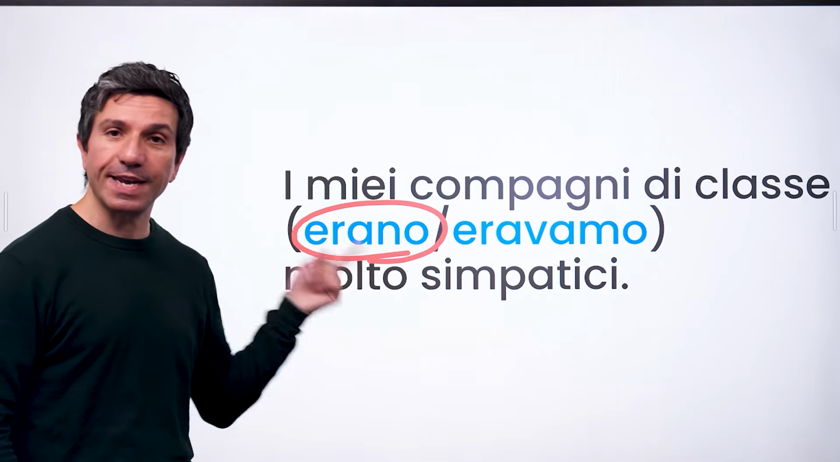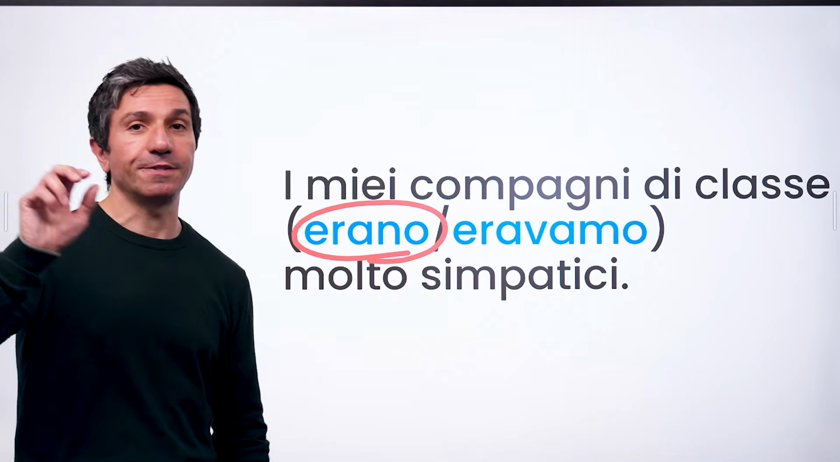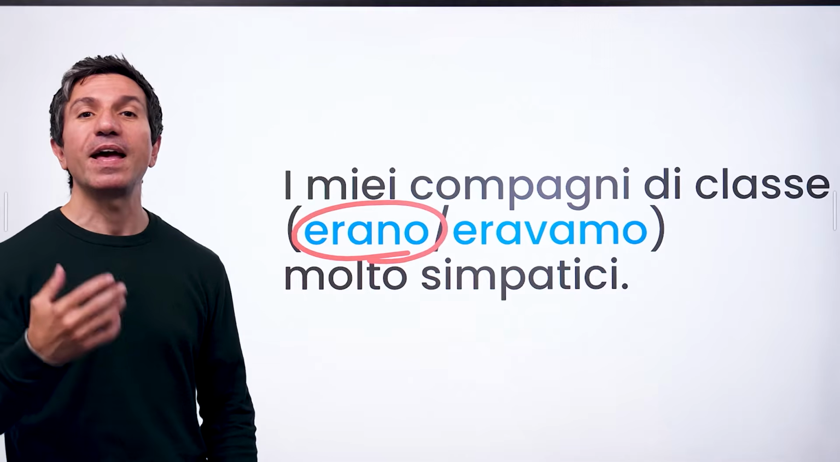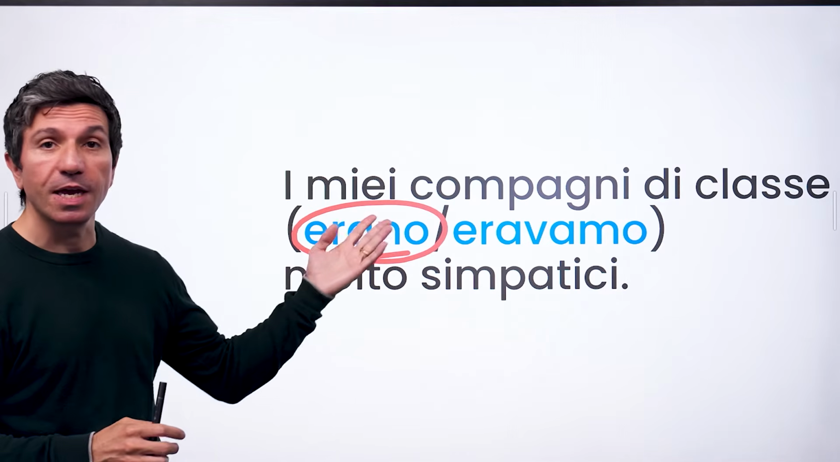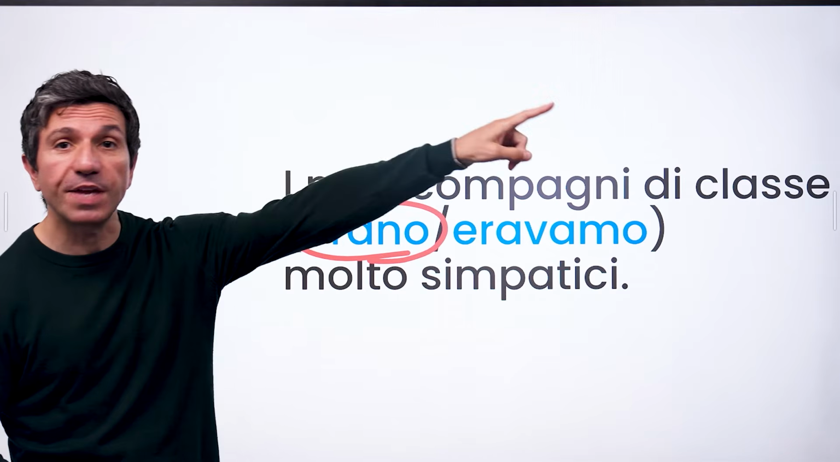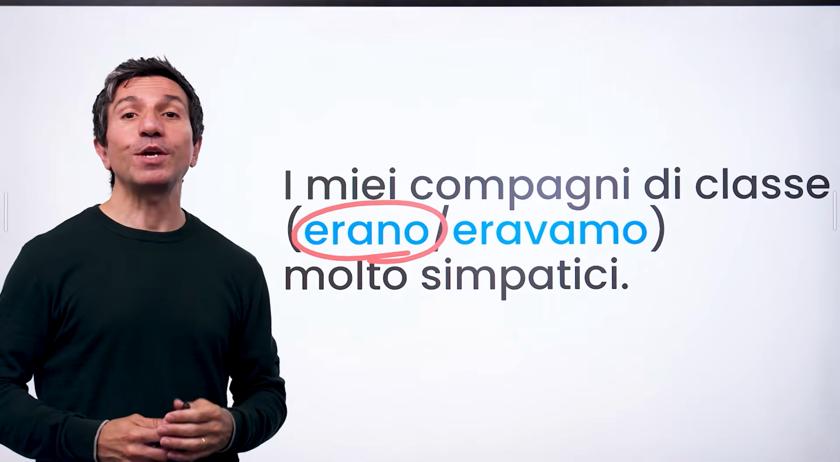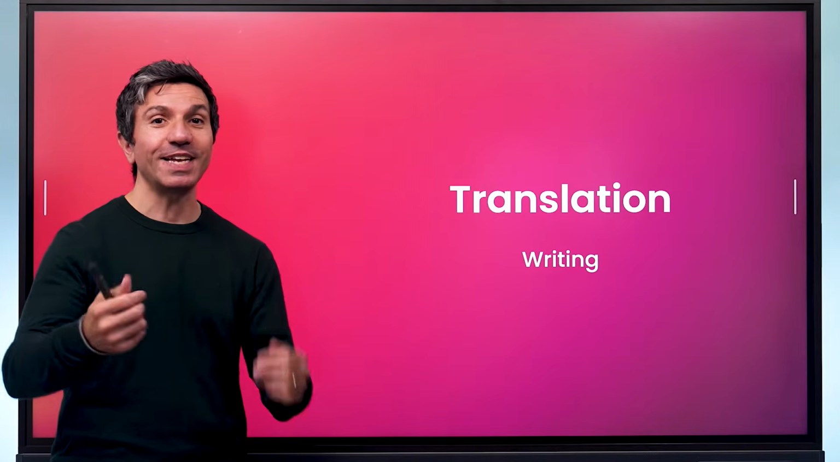Erano is used here because it is the third person plural form of essere in the imperfetto, matching the subject, i miei compagni di classe, they, to describe how they were in the past. Let's translate some sentences into Italian.